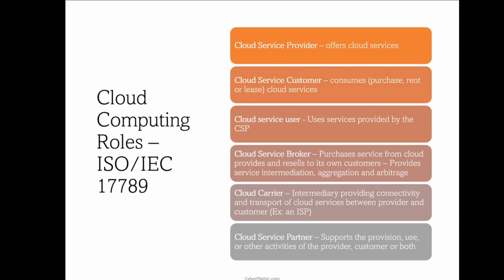Okay. The next one is cloud carrier. Cloud carrier is an intermediary company which provides the connectivity and transport of the services between the provider and the customer. Remember that cloud carrier example is ISP. The next one is cloud service partner. Cloud service partner is someone who supports the provider and the customer in provisioning, in the usage or other activities that can be done in cloud. Let's go to the next slide.